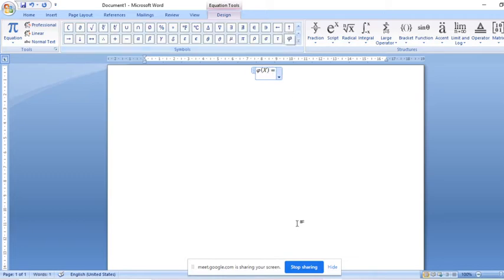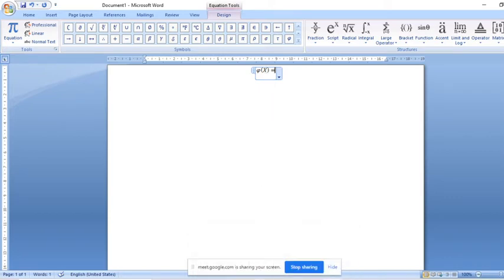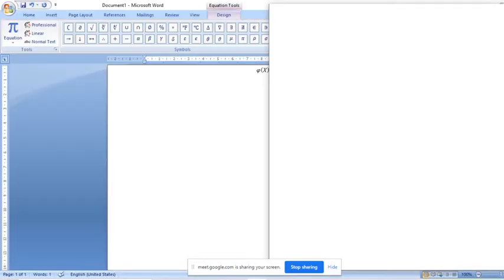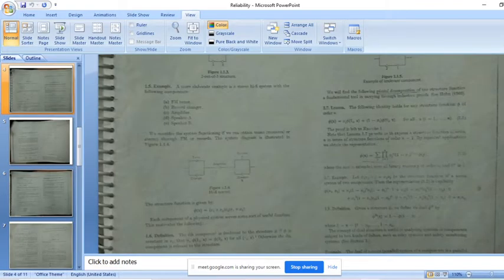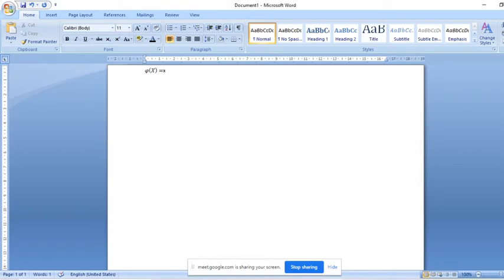equal to phi of x, that is the structure function of the system. That is equal to xi into phi of 1i comma x plus 1 minus xi into phi of 0i comma x.